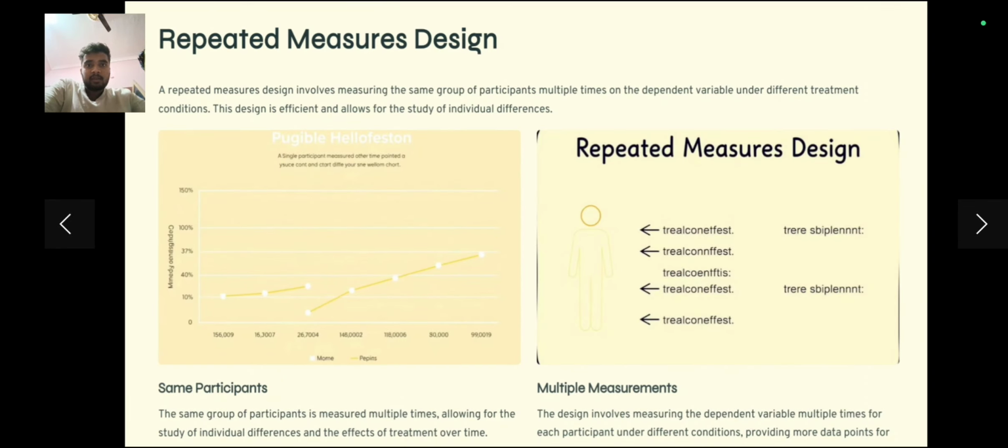Repeated measures design. A repeated measures design involves measuring the same group of participants multiple times on a dependent variable under the different treatment conditions. This design is efficient and allows for a study of individual differences.